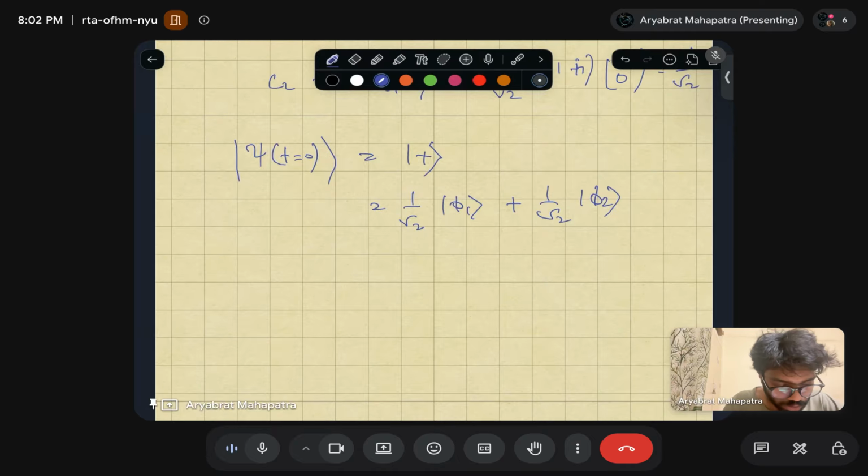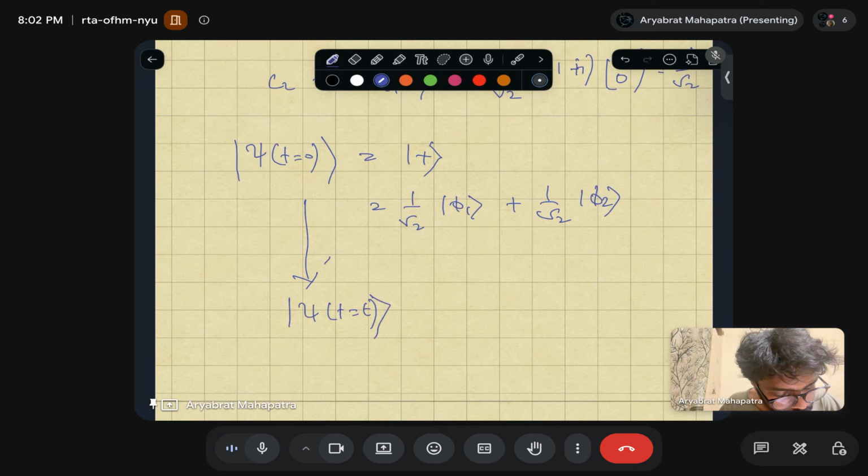Now if you want to calculate after time t, you will evolve this to psi of t with some evolution operator U of t. So again, if you remember, we have used this evolution operator in our last discussion. I can use this evolution operator on the initial state.